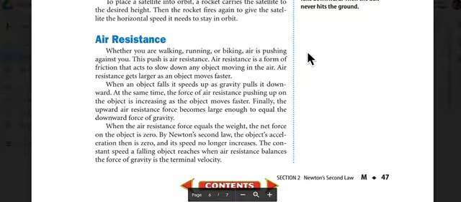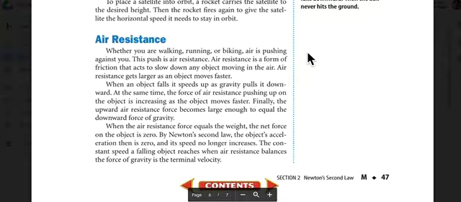When an object falls, it speeds up as gravity pulls downward. At the same time, the force of air resistance pushing up on the object is increasing as the object moves faster. Finally, the upward air resistance force becomes large enough to equal the downward gravity force. When the air resistance force equals the weight, the net force on the object is zero. By Newton's second law, the object's acceleration then is zero, and its speed is no longer increasing.